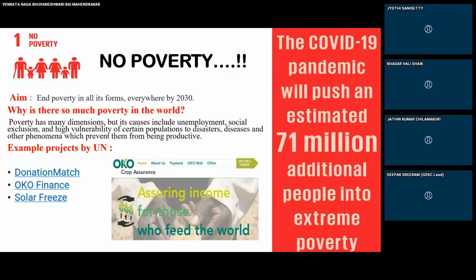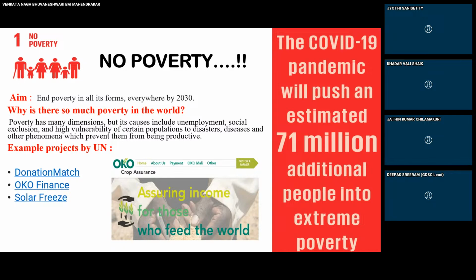Okay. So the main aim of this problem statement is to end poverty in all its forms, whether it is economic, whether it is production, whether it is the farmers or the industry people, everything, to end poverty in all its forms by 2030. So this is the main aim of the United Nations.